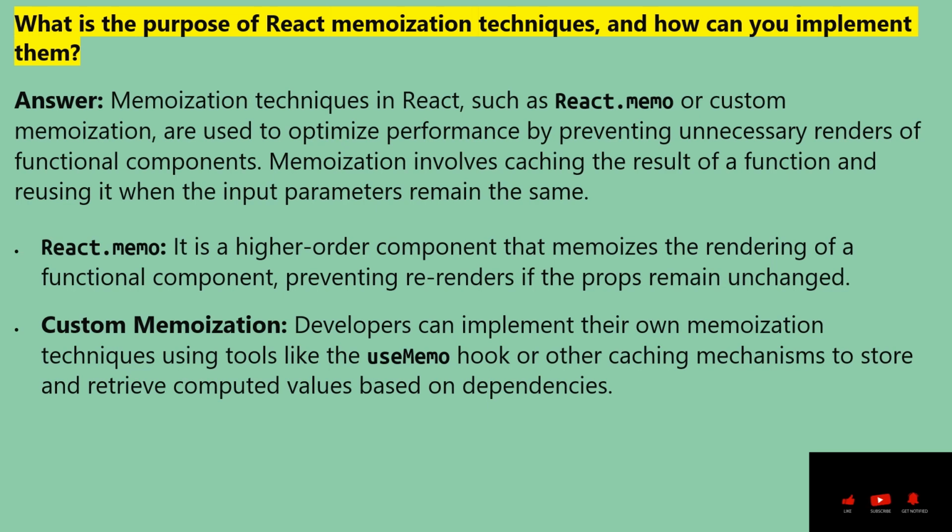React.memo. It is a higher-order component that memoizes the rendering of a functional component, preventing re-renders if the props remain unchanged. Custom memoization. Developers can implement their own memoization techniques using tools like the useMemo hook or other caching mechanisms to store and retrieve computed values based on dependencies.